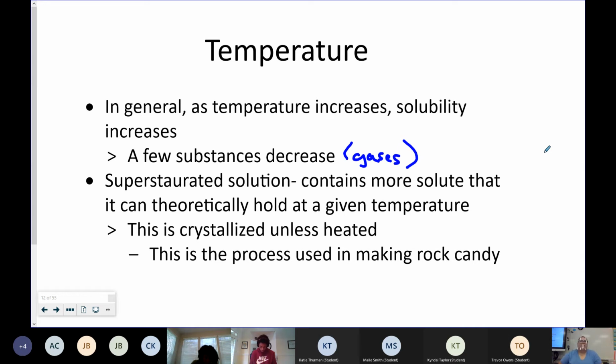So these are things that whenever they're heated, they're a liquid. But as soon as they start cooling down, they're going to crystallize and form a solid. This is actually one of the processes used in making rock candy or hard candies and stuff like that. They superheat it to make it dissolve all the sugar, and whenever it cools, all the sugar crystals come together to form that rock candy.